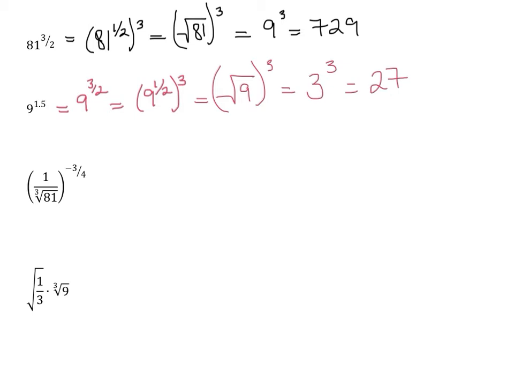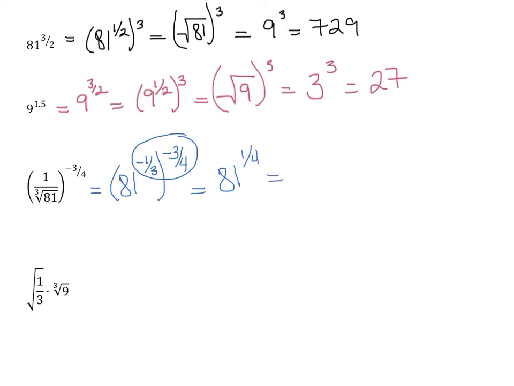For the next one, we have 1 over the cube root of 81 to the negative 3/4 power. Now this really isn't a very pretty problem, but we can always rewrite it. We can say that we want to take 81 to the negative 1/3 and raise that to the negative 3/4. Now, when I use the power of a power rule, I multiply these two exponents together, and that gives me 81 to the 1/4 power.